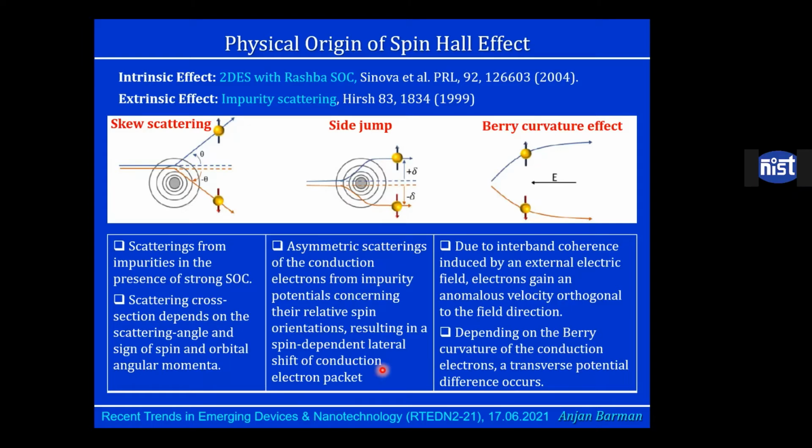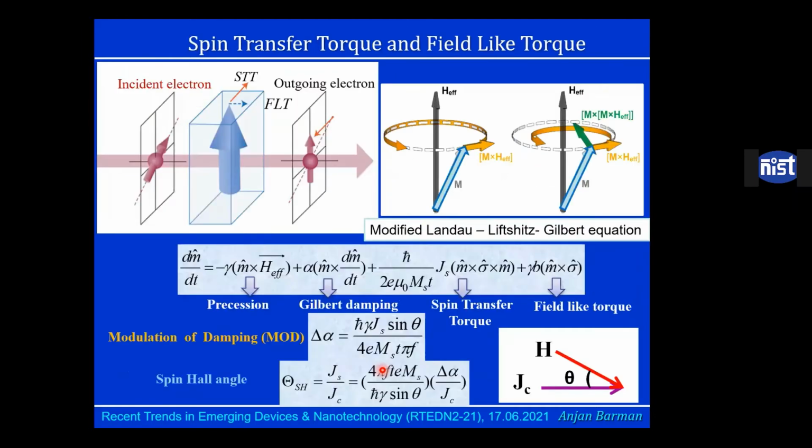So these are the main origin. And here you can see that they can give rise to two different kinds of torque. So let's say the incident electron with some spin polarization or some spin current is coming, and this is the magnetization. So there will be two different kinds of torque.